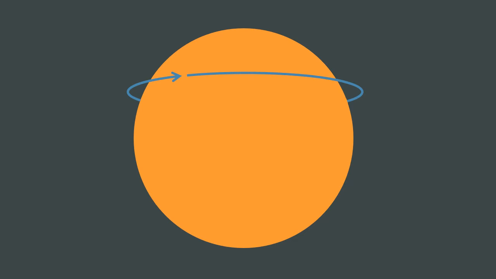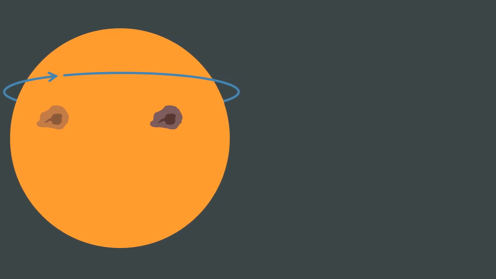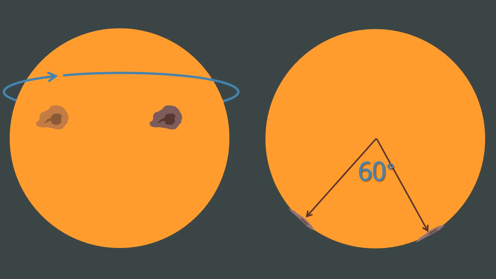I'll give you an example. Say a sunspot here, after 5 days maybe here. The angle turned through is 60 degrees. 60 degrees is a sixth of the Sun, since 360 divided by 60 is 6.